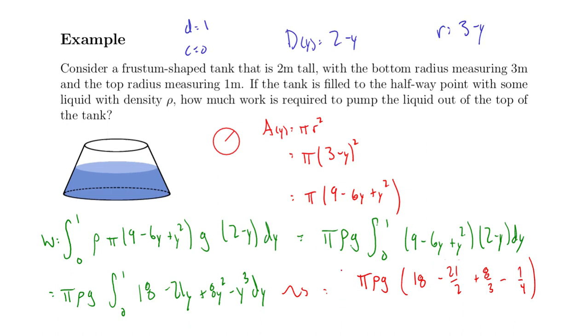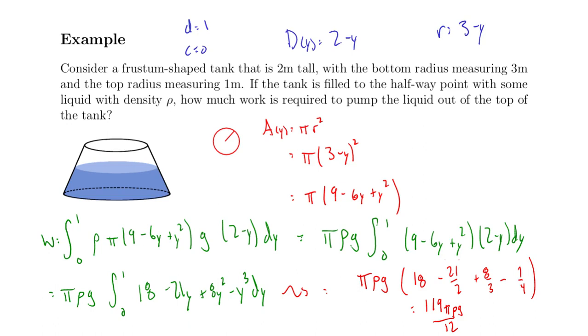I think I did that one already. I think it's 119 over 12. So this is 119 pi rho g over 12. Something like that. So that's a lifting problem or a pumping problem. The things that we can change, mostly the shape and size of the tank. That's mostly what we're going to be impacting here.